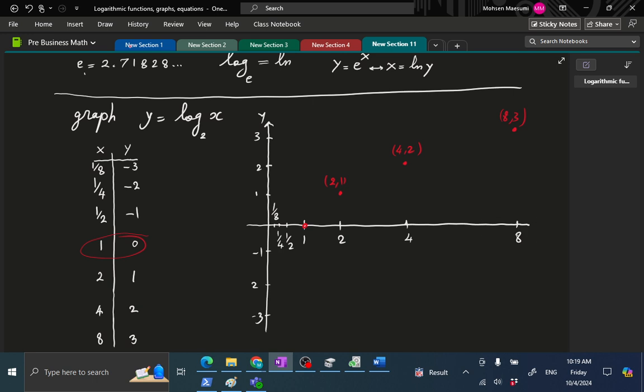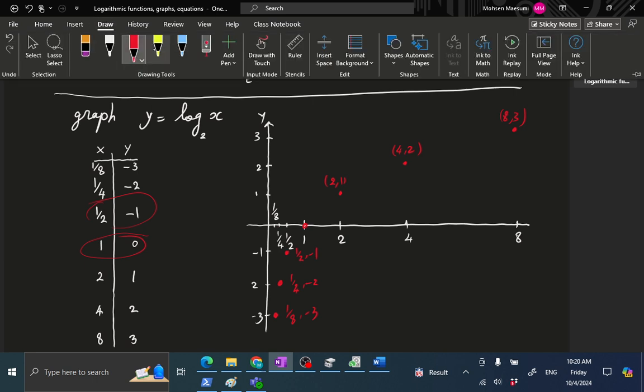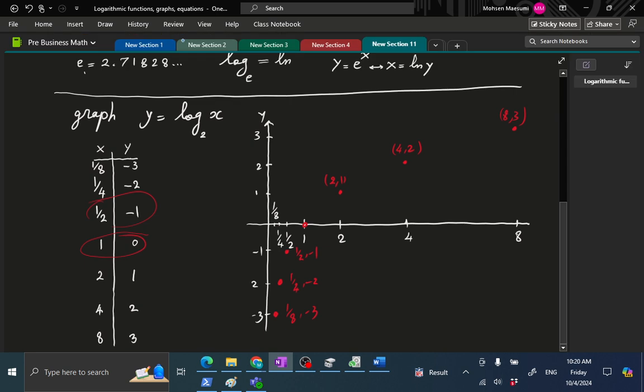Okay, at 1/2 we said we are at -1, and at 1/4 we are at -2, so that's going to be a quarter and -2, and that was 1/2 and -1. And next is going to be 1/8 and -3. So these are my points. Now I connect them, so maybe I use a different color, say connect them with blue. This is the graph of y is equal to logarithm of x in base 2.